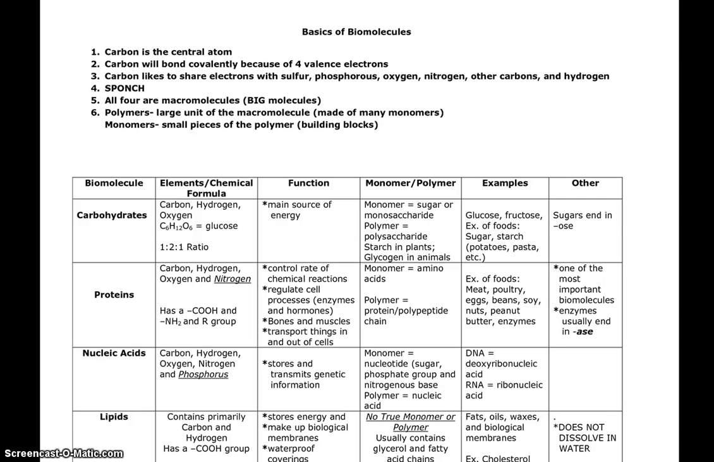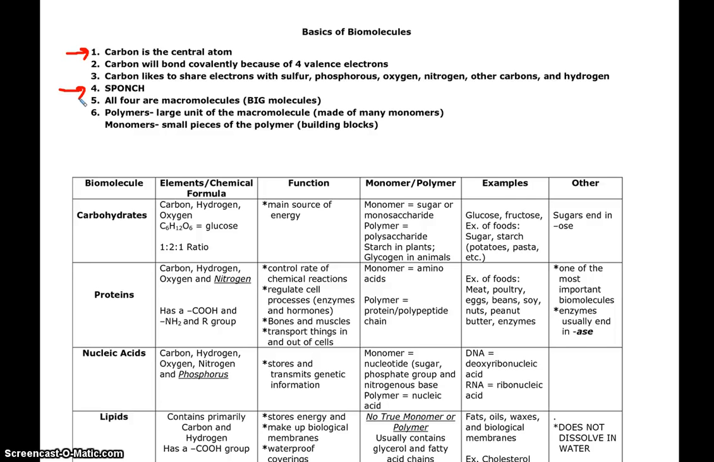But what I want to do right now is just look at 1 through 6 here, the basics. So number 1, carbon is the central atom. We talked about how it has 4 valence electrons. Carbon will bond covalently because of those 4 valence electrons. Carbon likes to share electrons with sulfur, phosphorus, oxygen, nitrogen, and other carbon and hydrogens. Now we've talked about oxygen, nitrogen, carbon, and hydrogen as being the big 4 elements that make up living things, and the S and P are going to be sulfur and phosphorus. And because of the backbone of nucleotides and the structure of proteins, we add in those 2 elements as well when we talk about biomolecules.